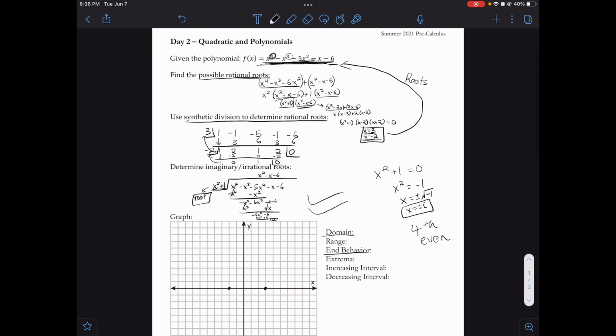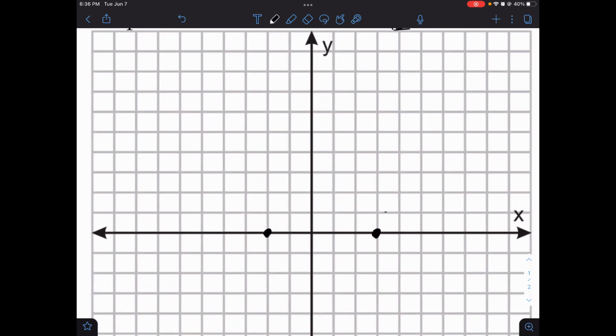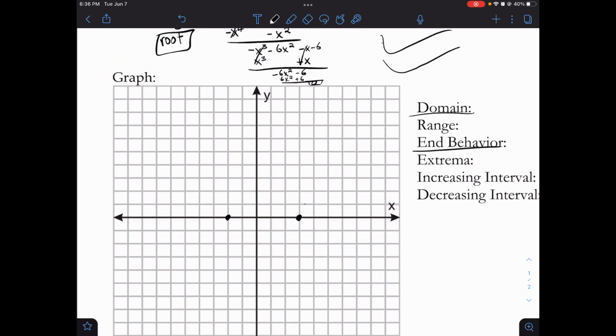And the leading coefficient of the 4th degree term right here is a positive term, meaning the end behavior, or the arrows at the end, are going to look like the positive. So this is x squared, so they're going to look like the positive version of an even graph. So the lines are going to go straight through right here, and both are going to be facing upwards.